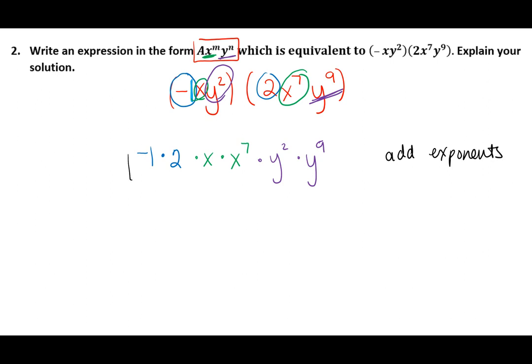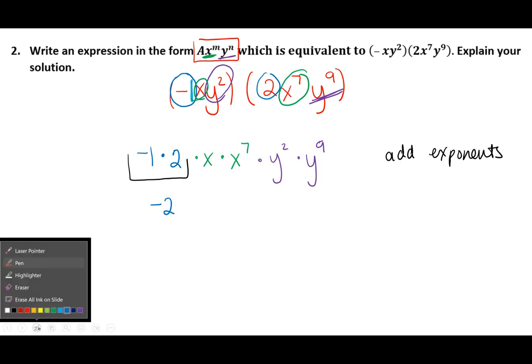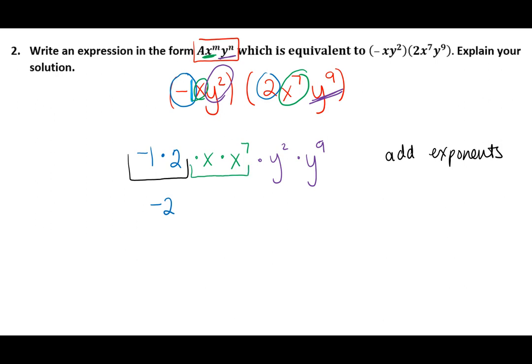Okay, but first let's multiply these two. What's negative 1 times 2? This is negative 2. What is x times x to the 7? If there's no exponent, it's a 1. So what's 1 plus 7? It is 8. So x to the 8.